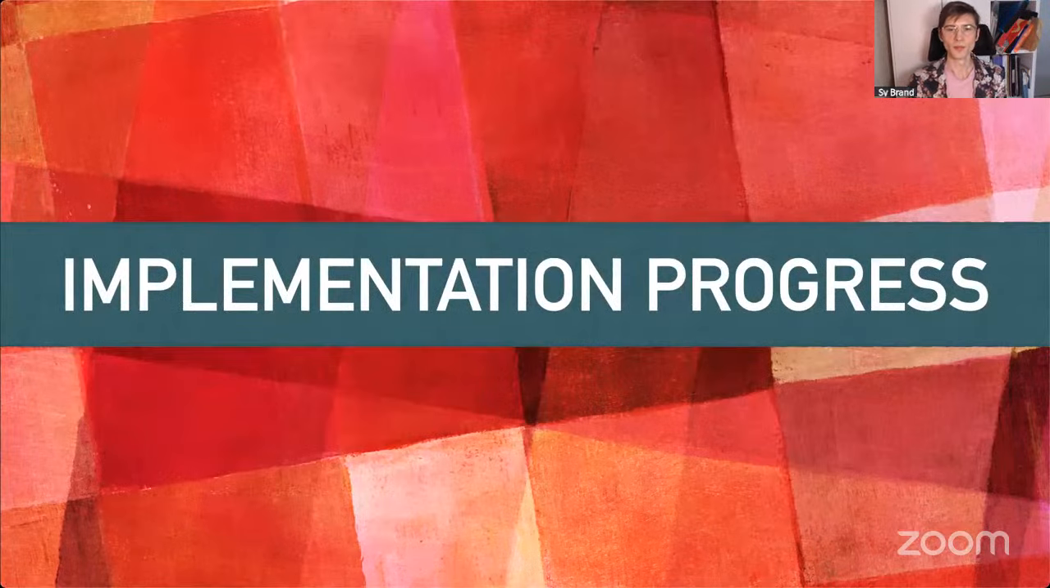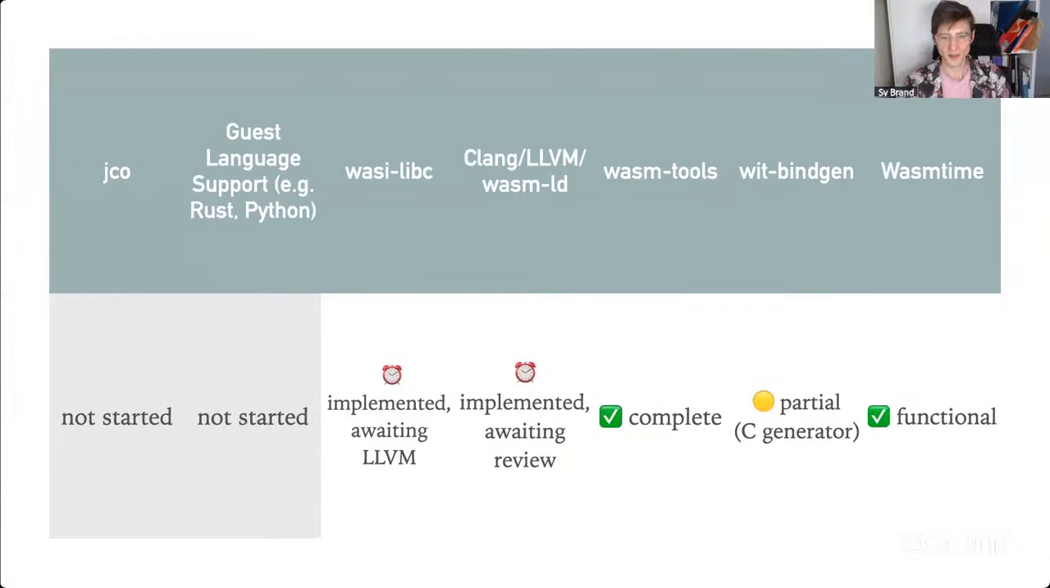So, implementation progress. This is at the high level of a lot of different components that are involved in the toolchain. I've been focusing on the kind of guest language through LLVM and WASI-libc through to being run on wasmtime. JCO is very separate from that, and I've not looked at that at all yet, so that's marked as not started. Guest language support, like actually spawning a thread from Rust, is also not started yet.